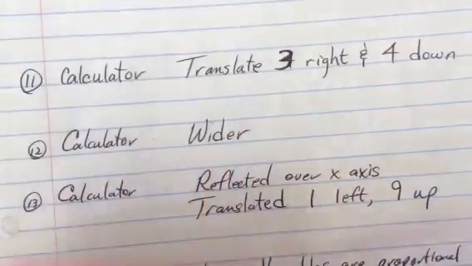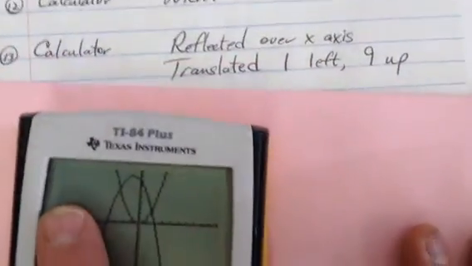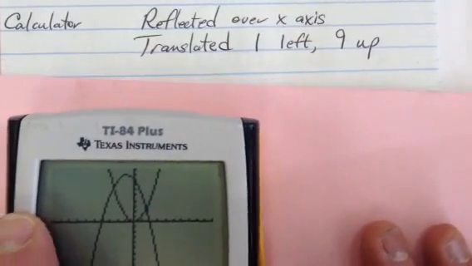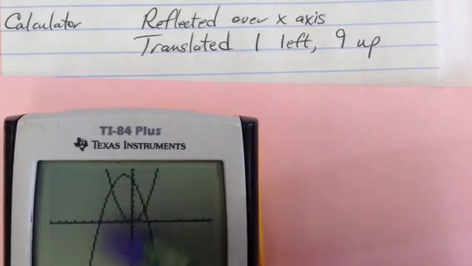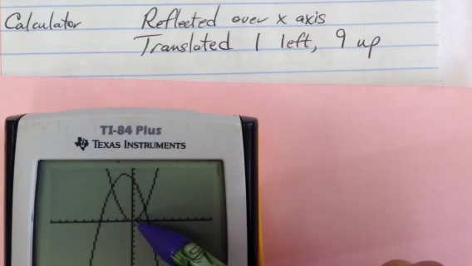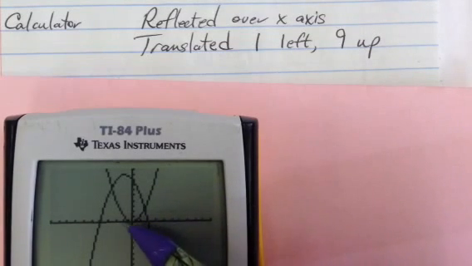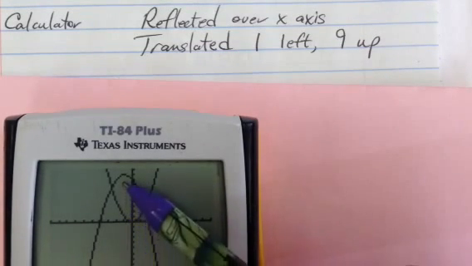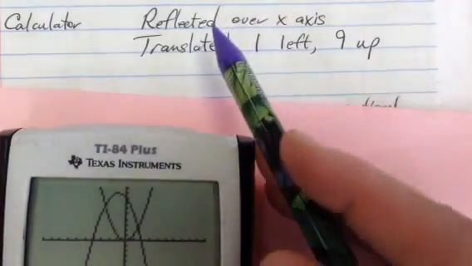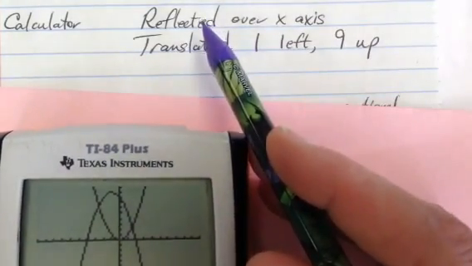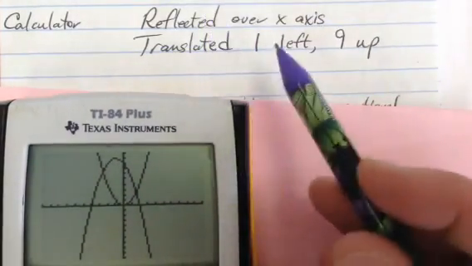All right, so what happened here? Well, it looks like it got reflected over the x-axis because it's now opening downwards. It got translated to the left 1. Again, we're looking at the vertex. We go left 1 and then we'll go up 9. So it was reflected over the x-axis and it was translated 1 to the left and 9 up.